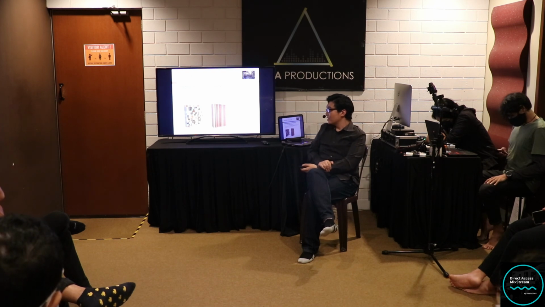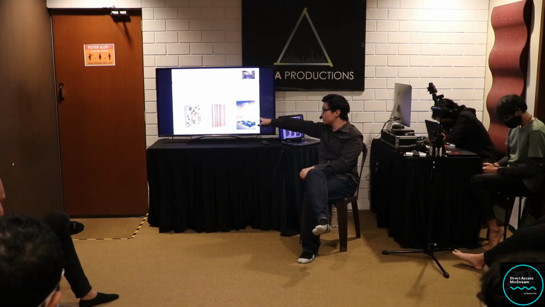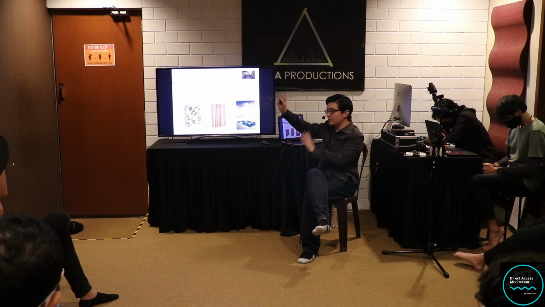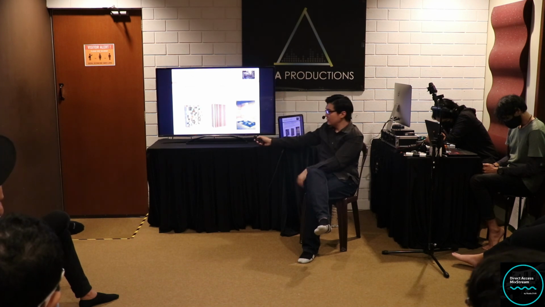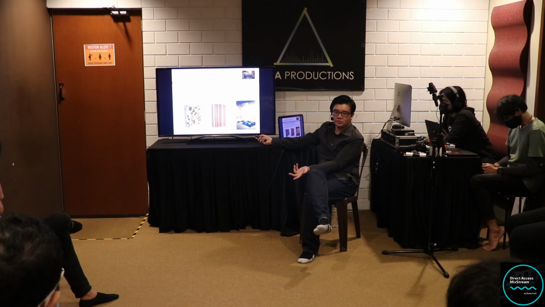Okay, now moving on. You also have what we call panel-based traps and Helmholtz resonators. Again, won't go too much into detail. These are much more specific. These can be tuned to specific frequencies. So if your room has a problem at 100 hertz, these can be built and constructed and tuned to tackle those frequencies. For example, these are panel-based traps and Helmholtz resonators. They are built into the wall already. Of course, this is a lot more expensive and needs a contractor to do it.